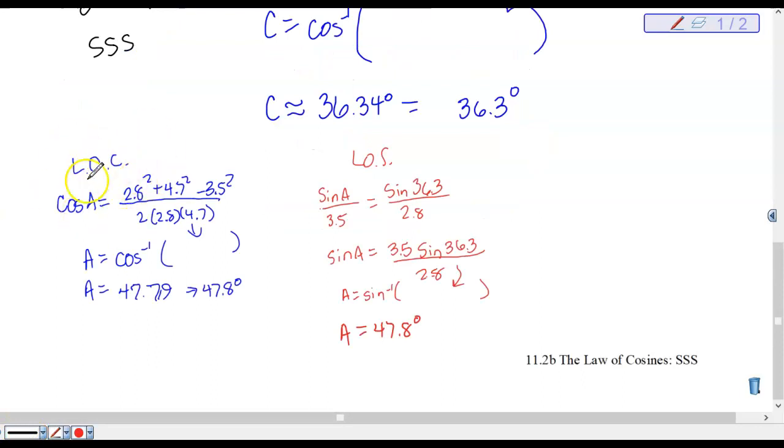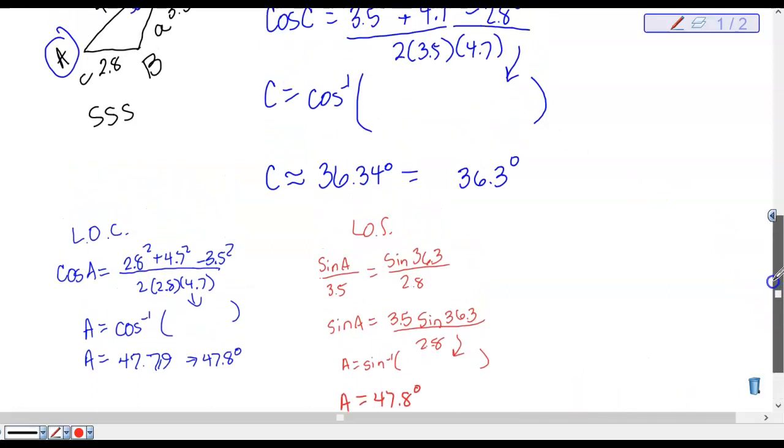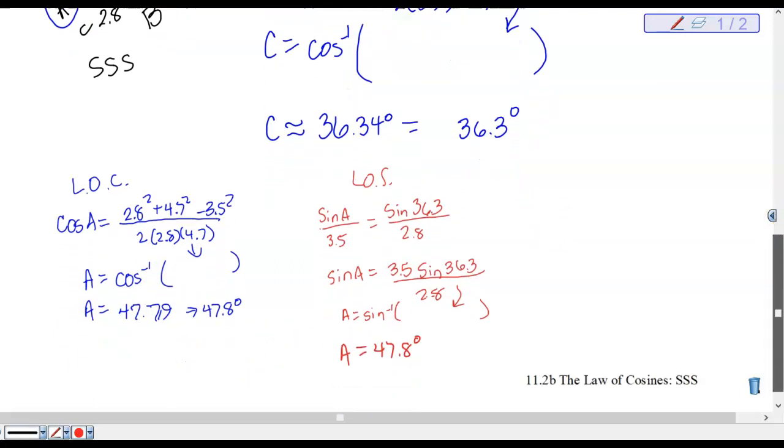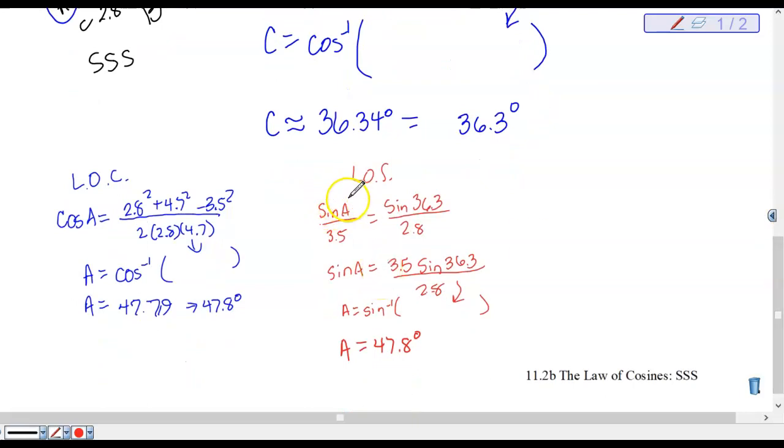Okay, so in this first example, I used the law of cosines again to find angle A. So I'm subtracting side A over here, adding side B and C squared, and then dividing, and then taking the cosine inverse of those values, and I got 47.8. Or I could have used the law of sines, where we did sine of angle A over side A, 3.5, equals the sine of 36.3 over 2.8. Cross multiply, take sine inverse, and you also get 47.8. So either of those methods would work. It's just what you want to do.